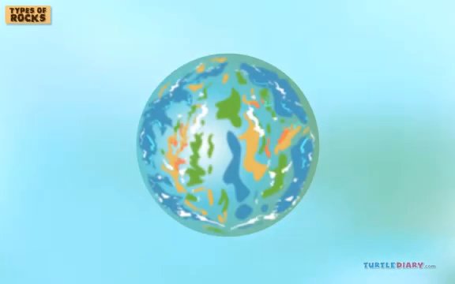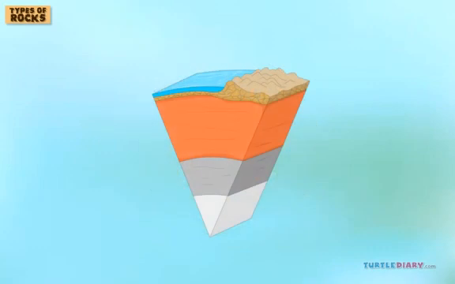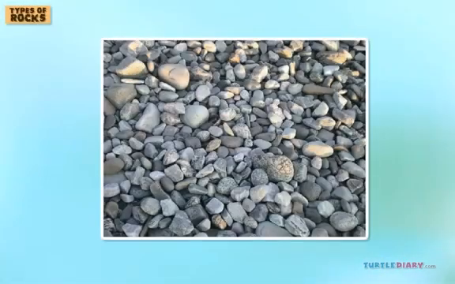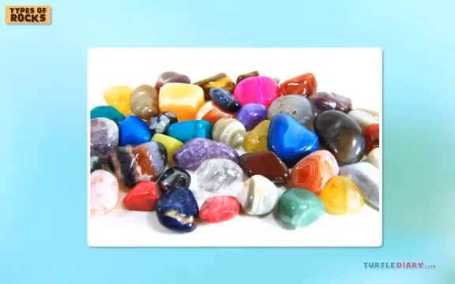The Earth is formed in layers. The topmost layer is called the crust. The crust is made of rocks. Rocks can be very big. They can be very tiny. They can be made of different colors and have many different shapes.